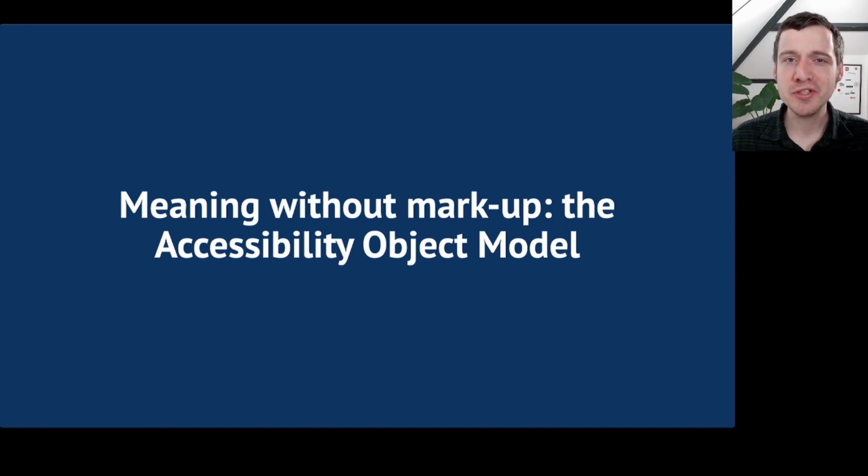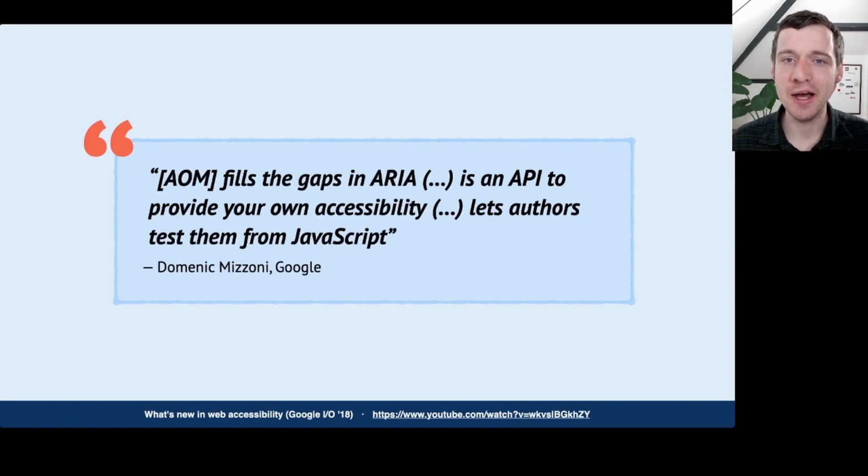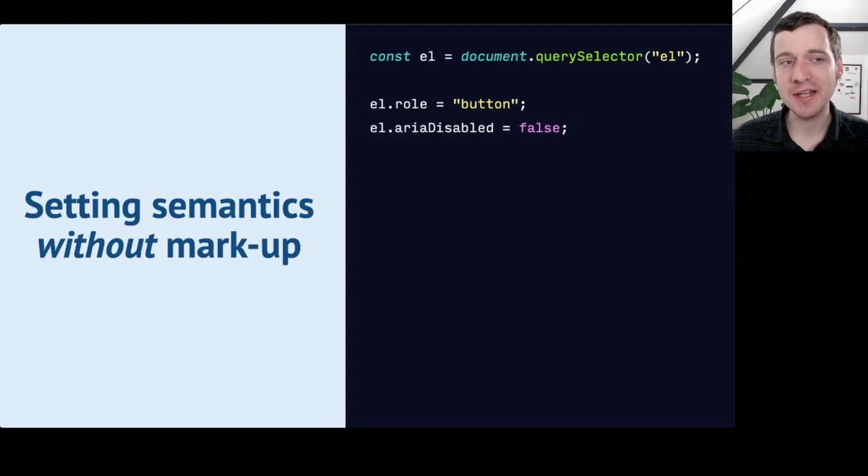But if we look a bit at the future, one thing that is really interesting and exciting is the accessibility object model. It is a proposal from a bunch of different browser vendors that worked on this together, and it is currently in some browsers, not all, so it is future work and a bit speculative, but what it would be is a JavaScript API that allows developers to modify and eventually also look at the accessibility tree in an HTML page. It would fill gaps within ARIA and let you provide your own accessibility and maybe even test your accessibility through JavaScript. You can do things like setting semantics without markup, so setting it directly in JavaScript.